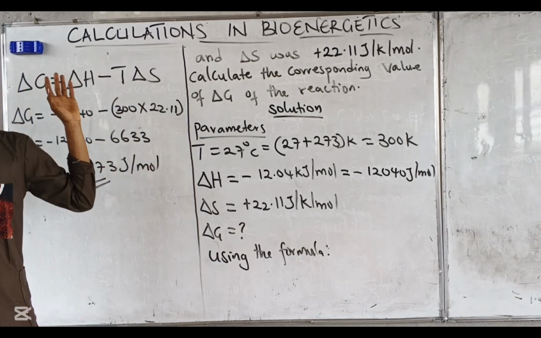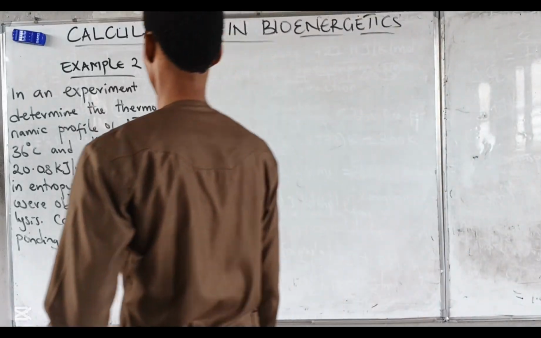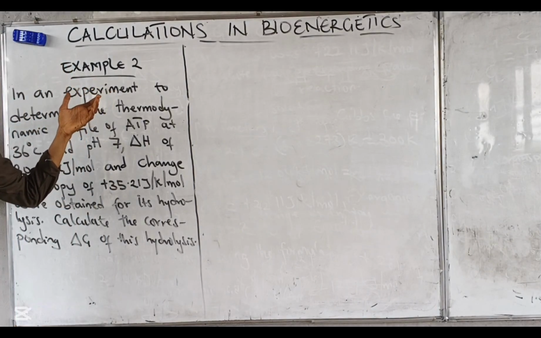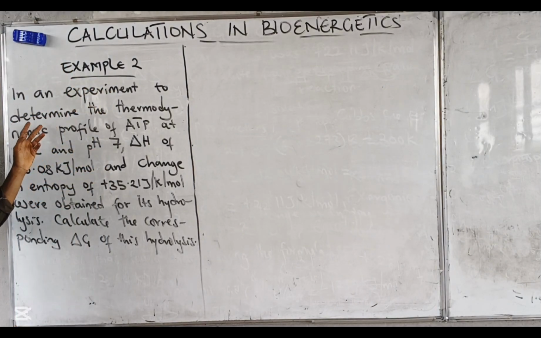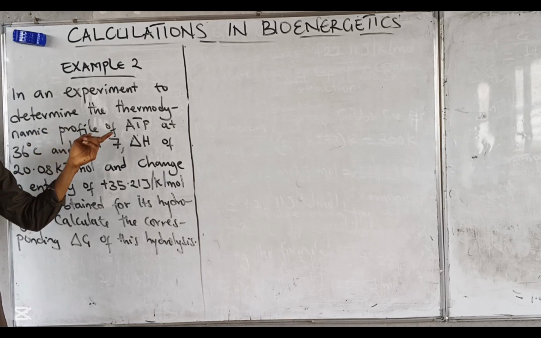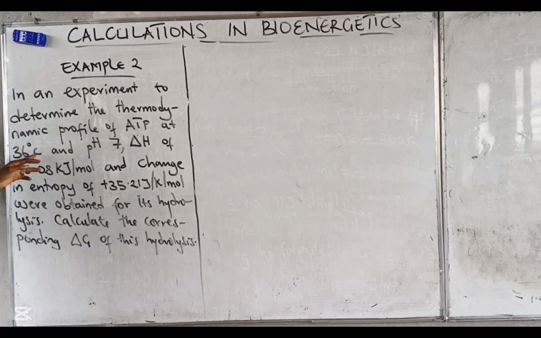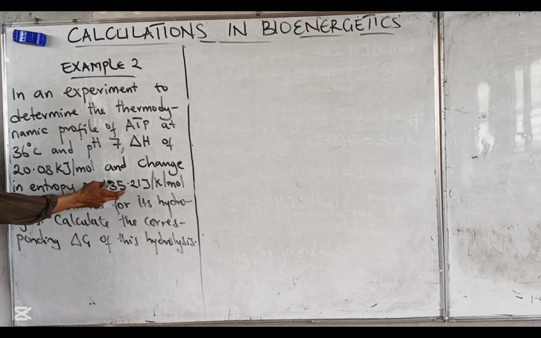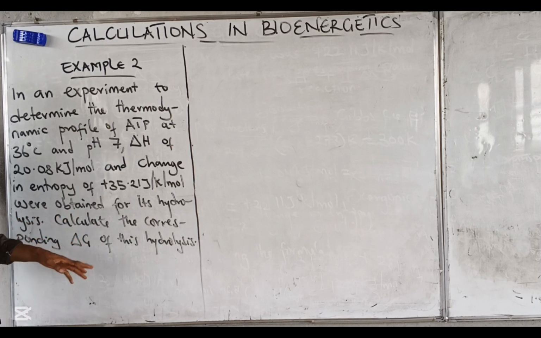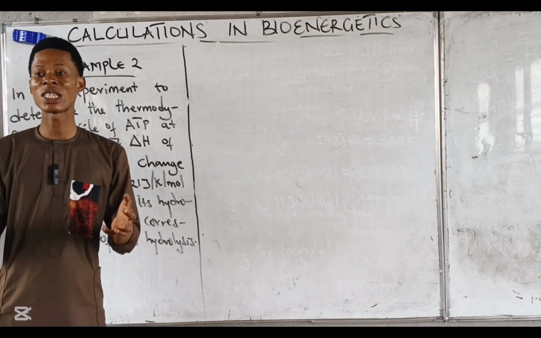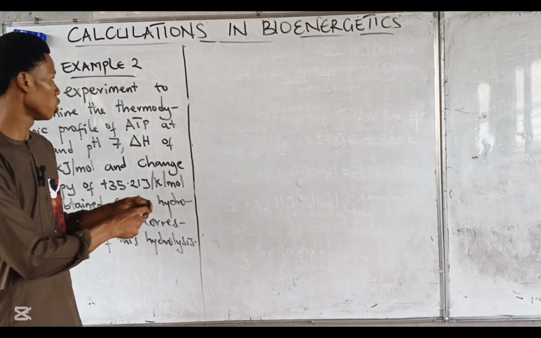So we are going to look at a second example, but write this. Let's look at example 2. Example 2 says, in an experiment to determine the thermodynamic profile of ATP at 36 degrees Celsius and pH of 7, delta H of 20.08 kilojoules per mole and change in entropy of plus 35.21 joules per Kelvin per mole were obtained for each hydrolysis. Calculate the corresponding delta G of this hydrolysis. This is very similar to example 1 we did.